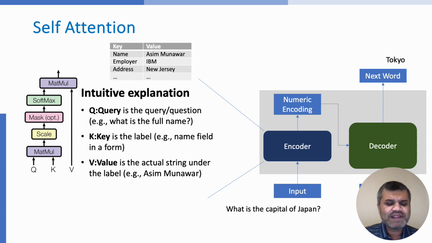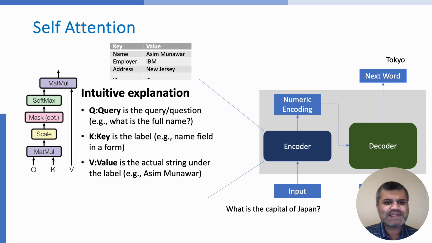So the three things that you need to understand here are Q, K, and V. Q is known as query. K is key. V is value. These are the input to the self-attention module. And what are query, key, and value?